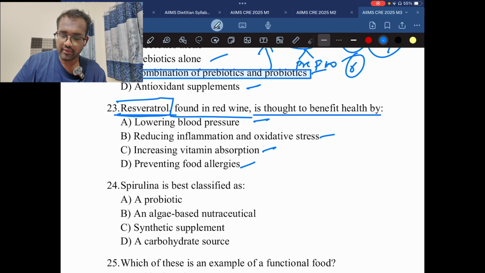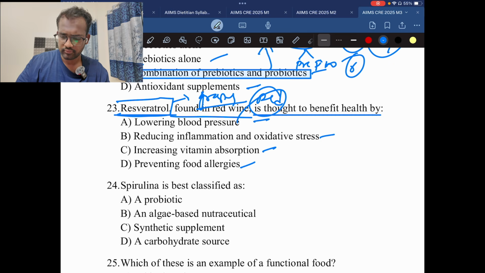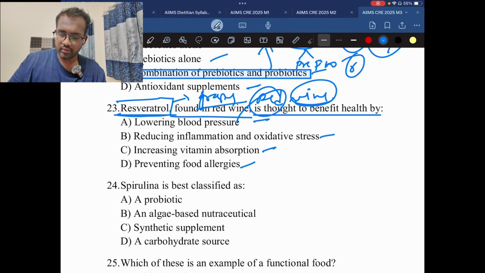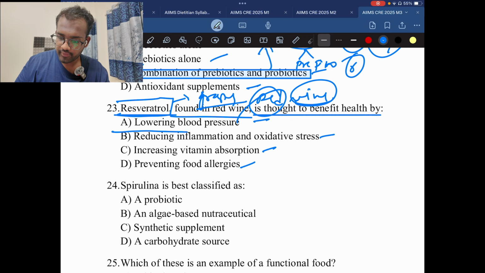Always remember, resveratrol comes from the grapes. It gives a red color. This is used in wine also. It has anti-inflammatory and reducing oxidative stress properties. So the answer will be B, reducing inflammation and oxidative stress.